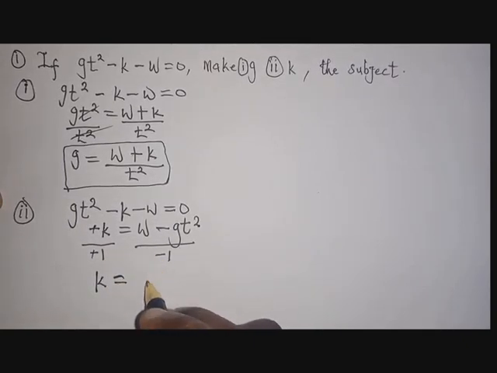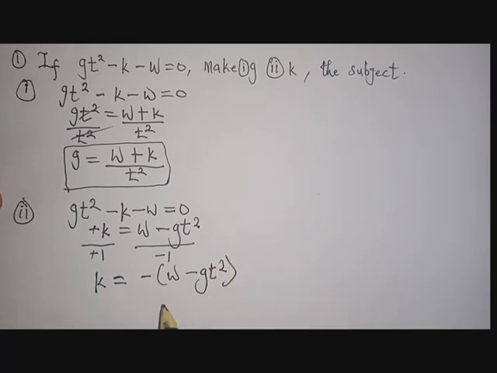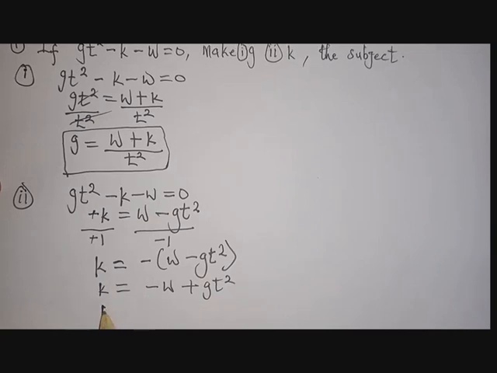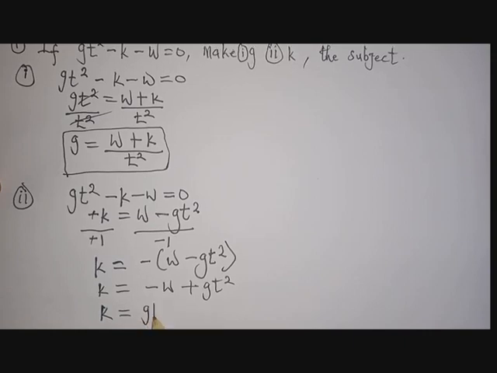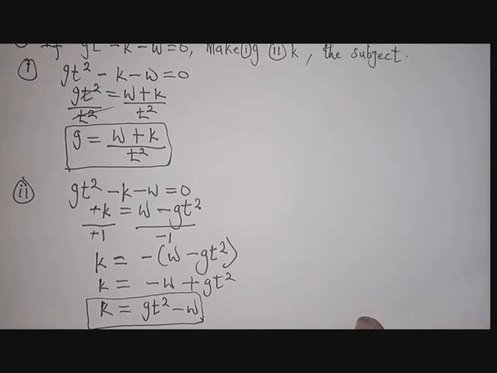Equals to, and this becomes minus of w minus gt squared. Of course, if I open the bracket, then this becomes minus w plus gt squared equals k. So in trying to rearrange this, I'm going to get k to be equal to gt squared minus w. So that is the formula when k is made the subject.